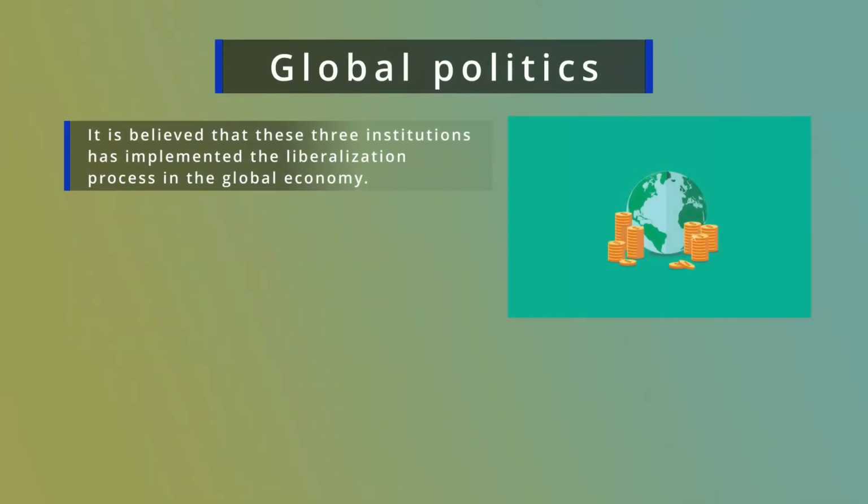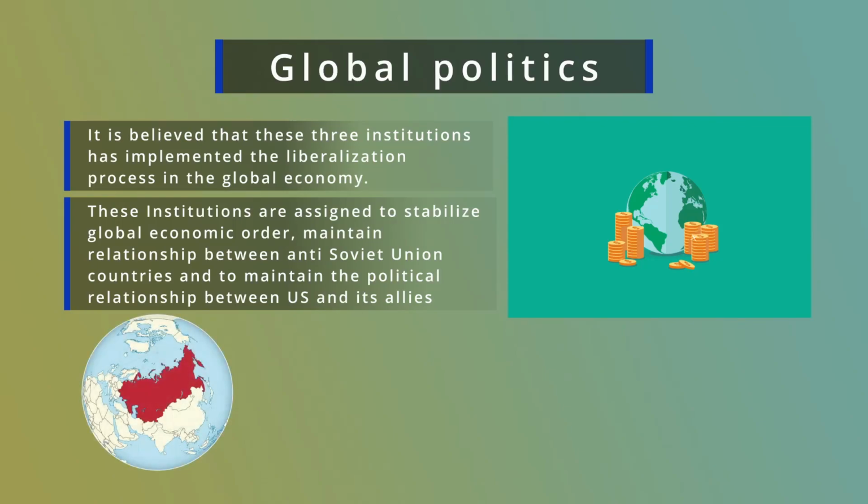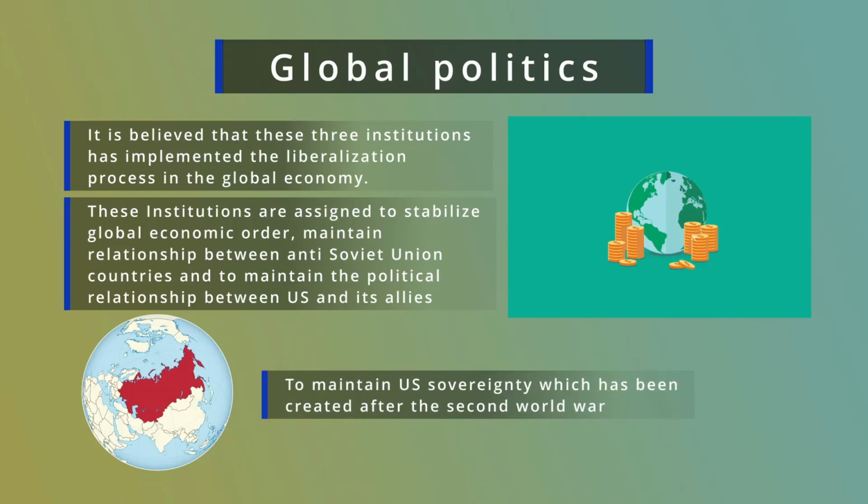It is believed that these three institutions have implemented the liberalization process in the global economy. These institutions are assigned to stabilize global economic order, maintain relationships between anti-Soviet Union countries, maintain the political relationship between the US and its allies, and also maintain US sovereignty which was created after the Second World War. In this module, I will discuss the economic impact of these Bretton Woods institutions.